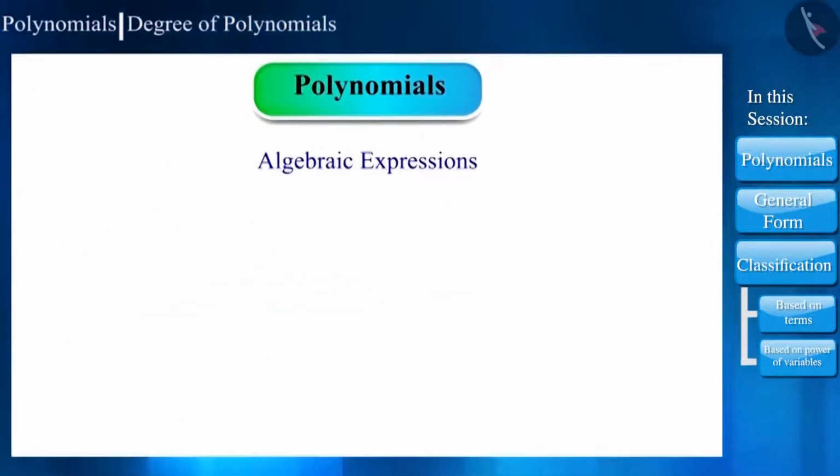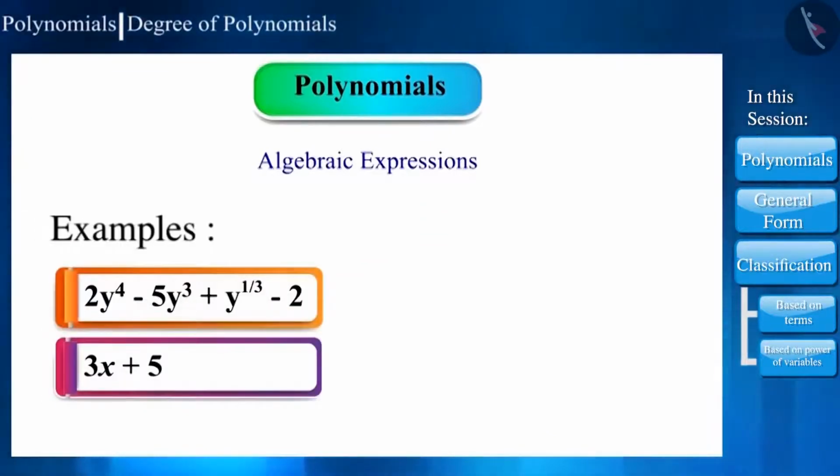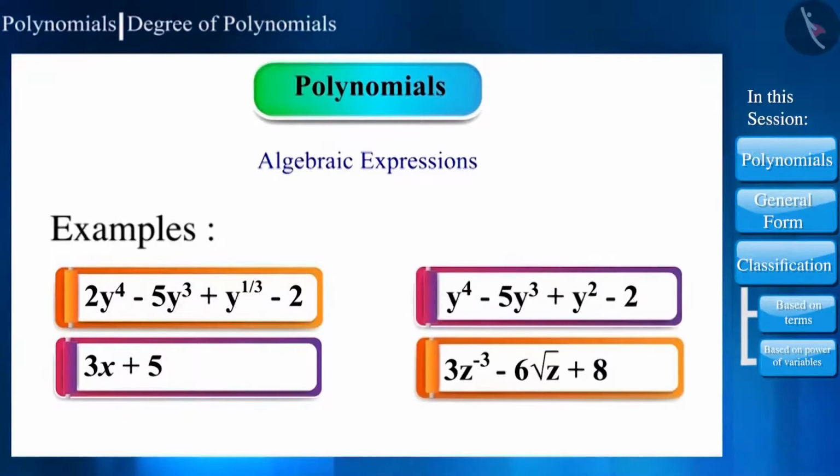In the last class, we learnt about algebraic expressions. These are a few examples. In the given expressions, x, y, and z are called variables. Numbers associated with these variables are called coefficients. And the numbers whose values are fixed are called constants.